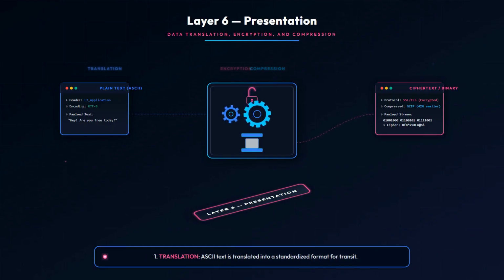Not only this, it also handles encryption and compression. For example, WhatsApp encrypts messages so that only the sender and receiver can read them. So our message, like, "Hey, are you free today?" gets encrypted and prepared for transmission. Now it's secure and ready for the next layer.